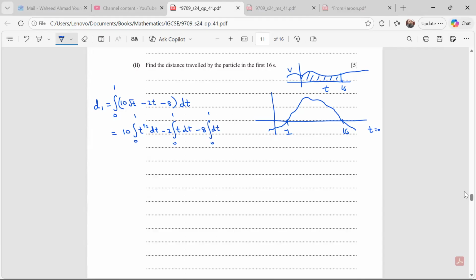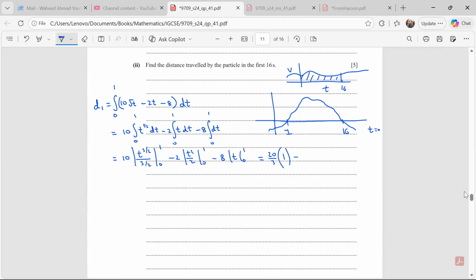Okay, so this is 10, and it is t power 3 by 2 divided by 3 by 2, am I right, from 0 to 1, minus 2 times t square by 2 from 0 to 1, minus 8t from 0 to 1. So this will become 10 times 2, 20 over 3. And then I put the upper limit, 1 power anything is 1, minus the lower limit, which is 0.